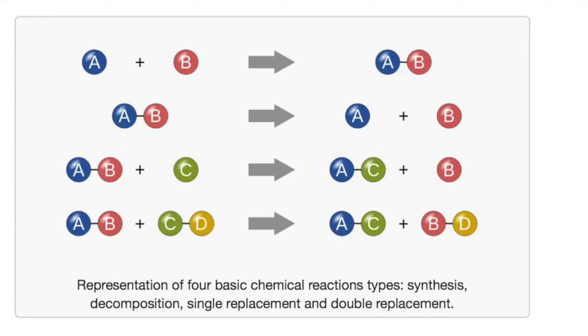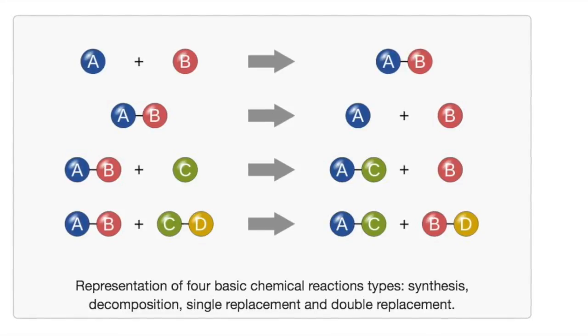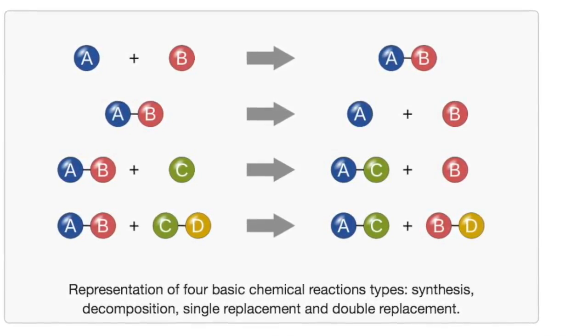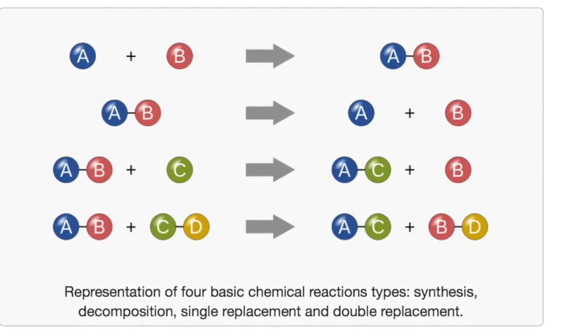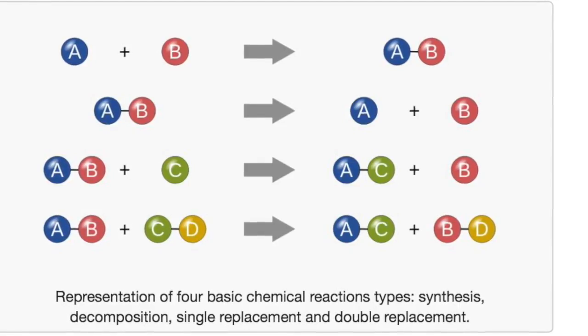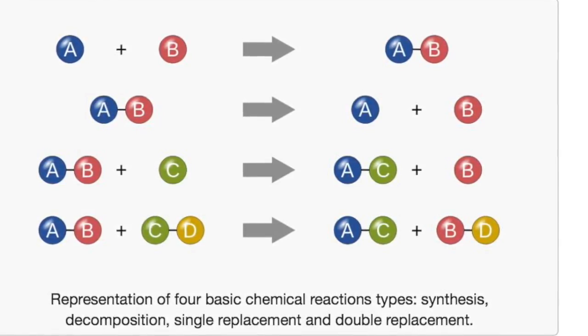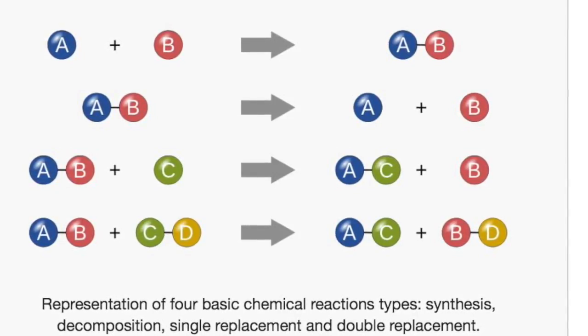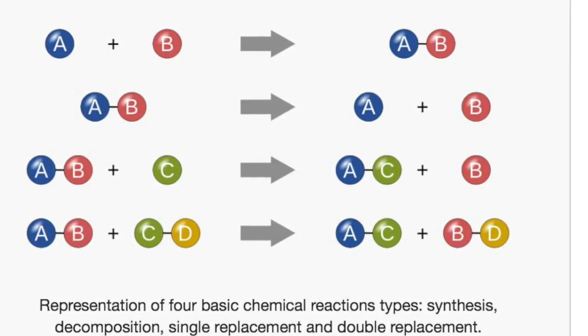There are 5 main types of chemical reactions. Synthesis reaction is when 2 different substances combine with one another. A decomposition reaction is when a substance breaks into 2 different substances. A single replacement reaction is when one substance takes the place of another substance in the compound. A double replacement reaction is when all elements in a reaction switch partners. And a combustion reaction is when a substance combines with oxygen to produce water and carbon dioxide.